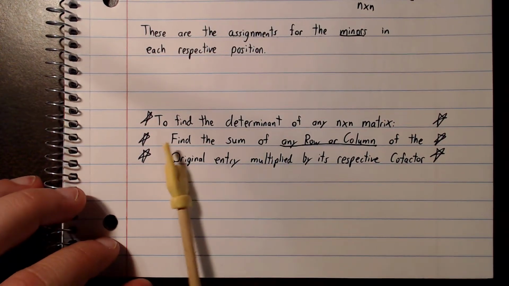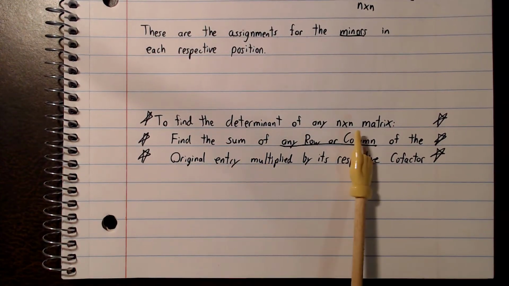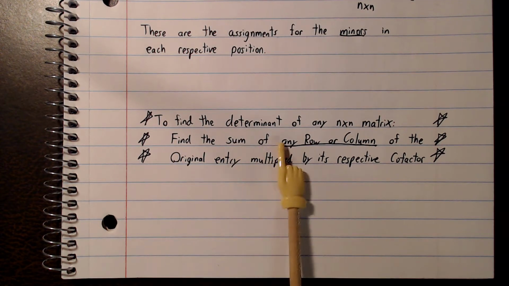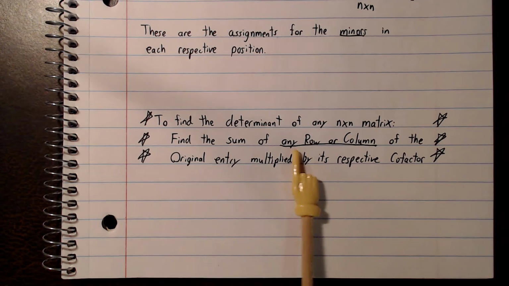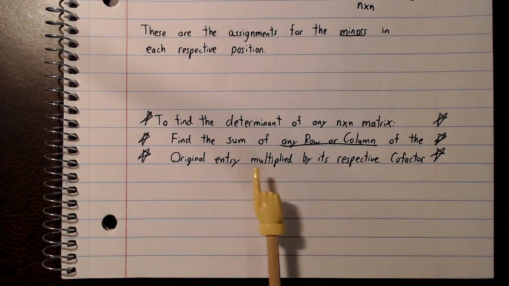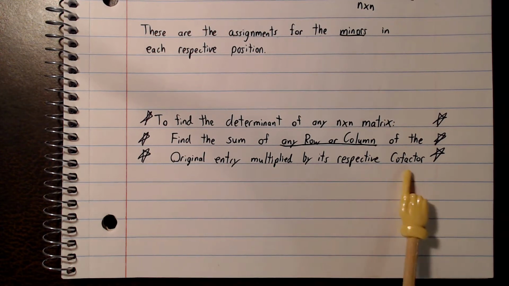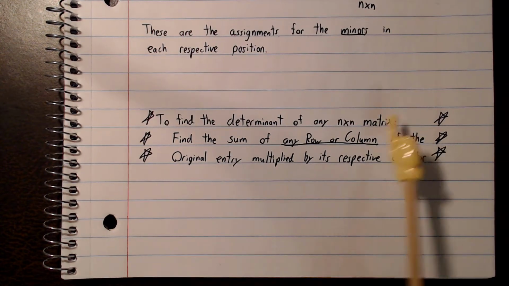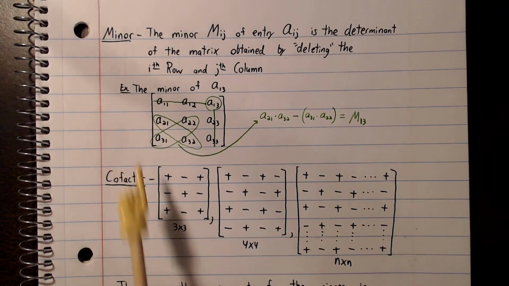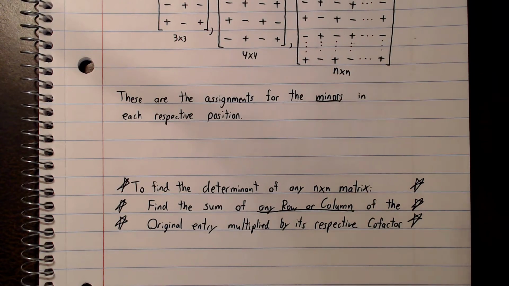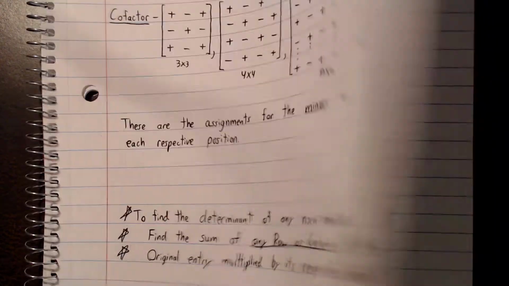And then what we're going to do to find the determinant of any n by n matrix is find the sum of any row or column. This is important. We can choose any row or column of the original entry multiplied by the respective cofactor. So this is what we need to do to find the determinant. These are the steps to finding the cofactors, which is required. Okay, so it's kind of a process.